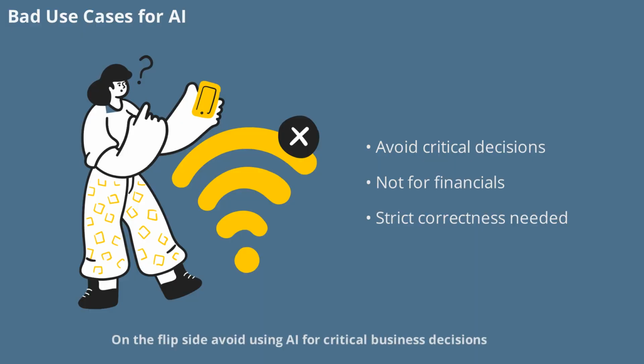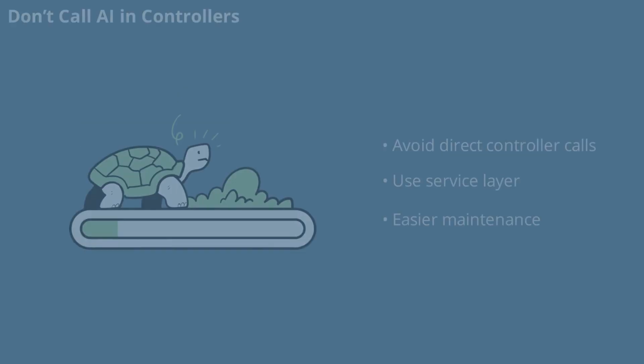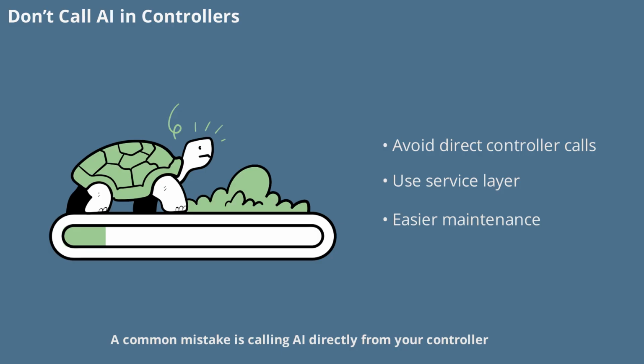On the flip side, avoid using AI for critical business decisions, financial calculations, or anything requiring strict correctness. If your system depends on AI being 100% accurate, it's already on shaky ground. AI is probabilistic by nature, so it's best reserved for tasks where occasional errors are acceptable and won't cause major issues.